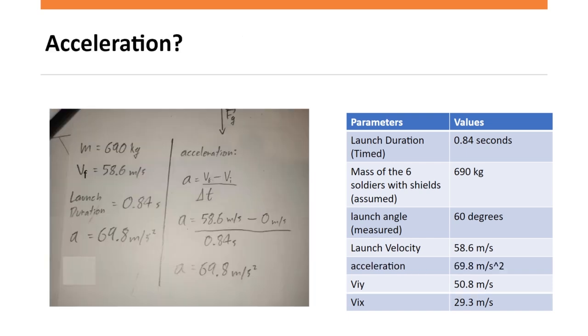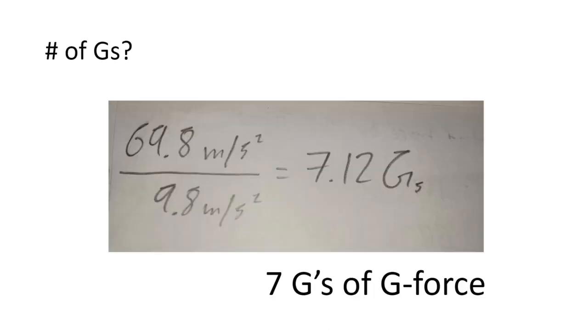The acceleration of the projectile needs to be found. The acceleration of the projectile is equal to the acceleration of the tree during launch. So the initial velocity of the projectile is the final velocity of the tree that launches the soldiers. From the scene, the time taken for the tree to move from a bent position to a straightened position lasted about 0.84 seconds. So with the acceleration formula, an acceleration of 69.8 meters per second squared is calculated. And after dividing that by the force of gravity on Earth, it comes to about 7.12 Gs.